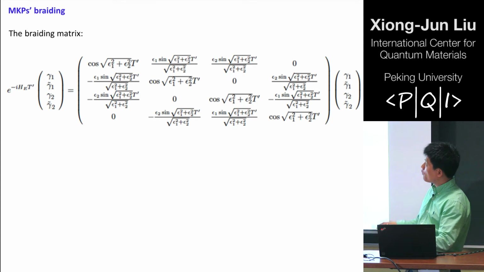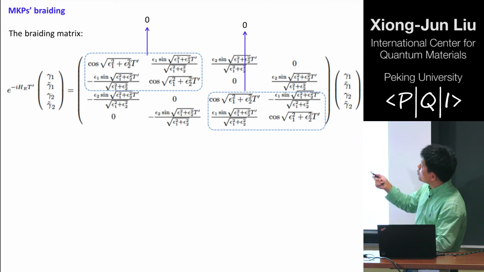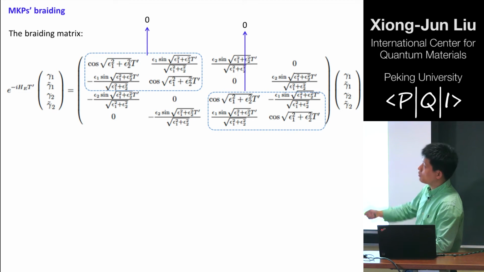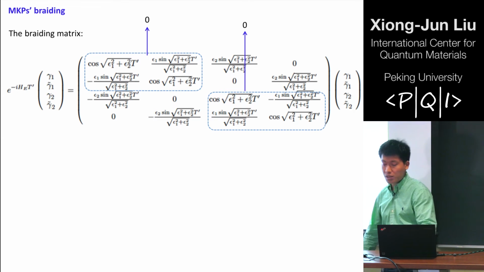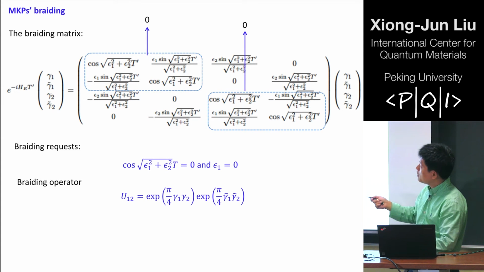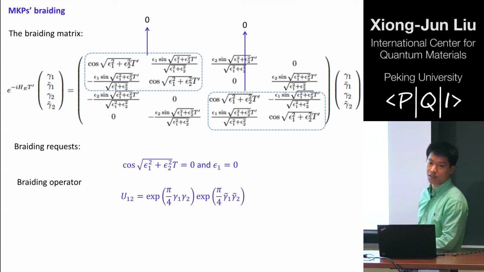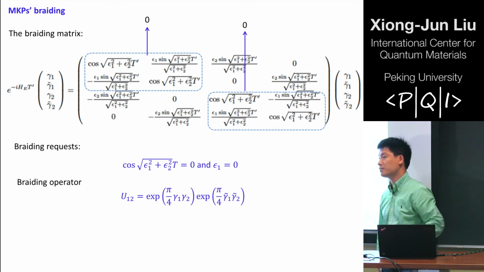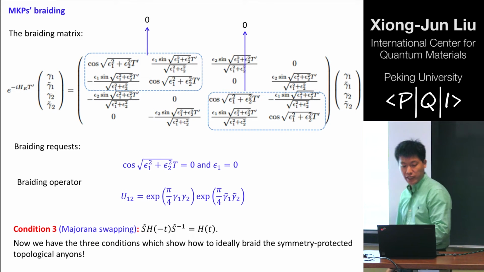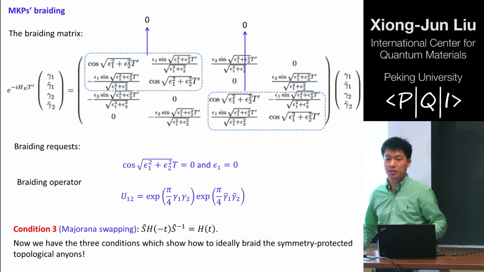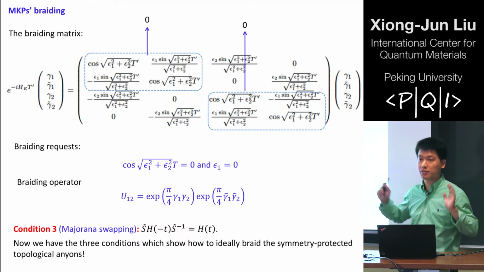Okay, now for the braiding operation, you should change the positions of gamma 1 tilde and gamma 2 tilde. So this block should be 0, and this block should also be 0, right? 1 should go to 2. Once you have this requirement, you see that this term should be 0. Once it is 0, this braiding operator just equals this one. This recovers the original braiding operation. So this is the final condition: we should have an additional swapping symmetry. Once we have this symmetry, we can rigorously show that the Majorana fermions satisfy this braiding rule.